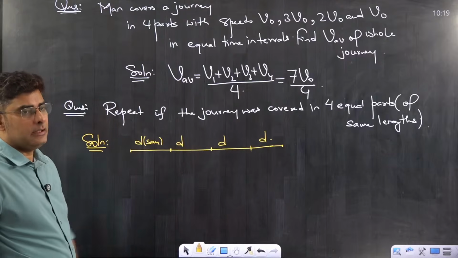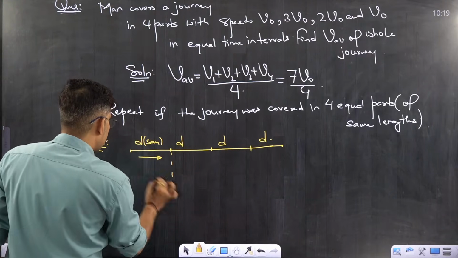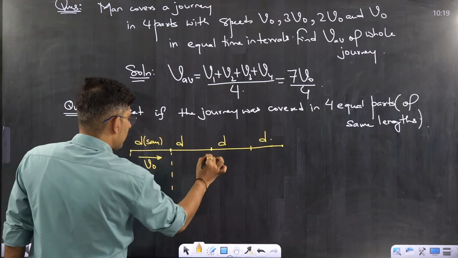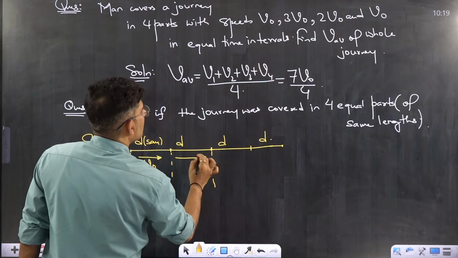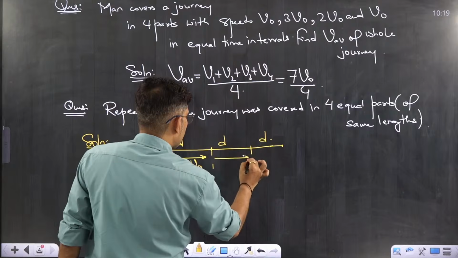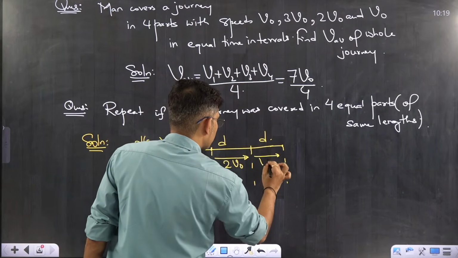Each part I am taking as D. Now they have given the first part speed. In the previous question you can see, first part speed is V naught. Second part you are covering with 3 V naught. Third part you are covering with 2 V naught. And fourth part you are again covering with V naught.